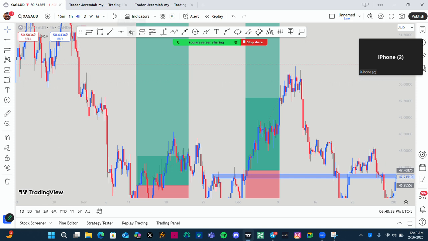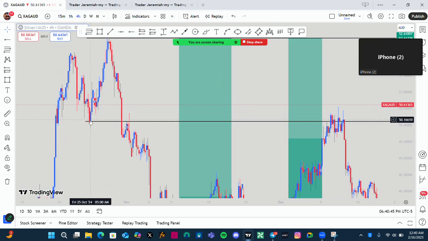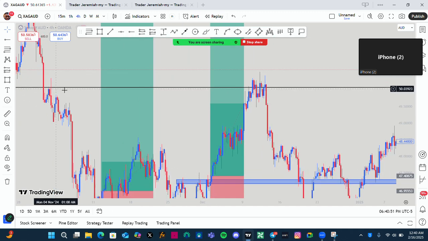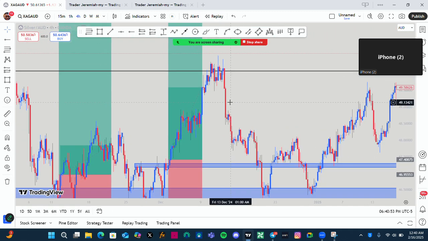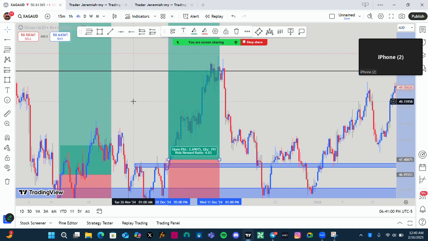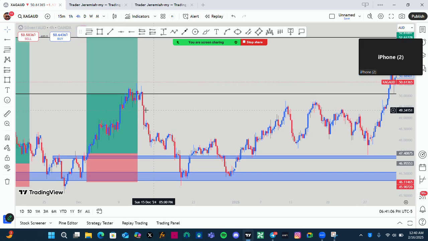But when price got to this area, you would have already identified this zone. As you can see, this is the first touch and this is the second touch. So you would have already moved your stop loss to break even, or even taken partial profit if the market goes to this black line. So that's it.